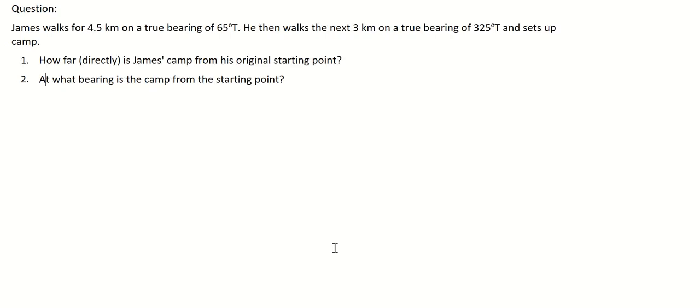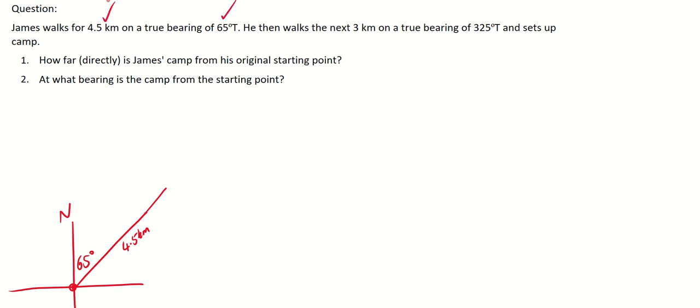The key to solving these problems is drawing an accurate and readable diagram. So we'll start with a compass rose with north, and this is where James started his journey. So he's going 4.5 kilometers, true bearing of 65 degrees. So let's put him here, 65 degrees from north for 4.5 kilometers. So we've used these two pieces of information. He then walks the next 3 kilometers at this other bearing.